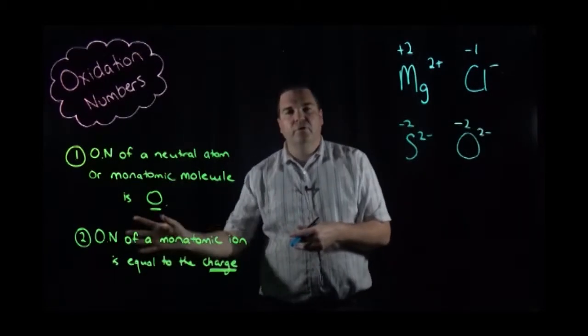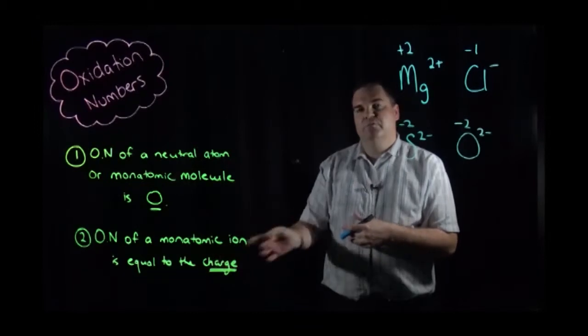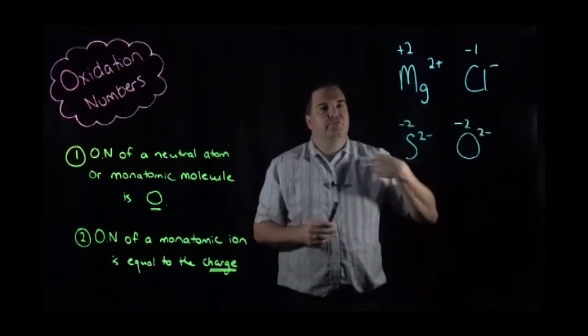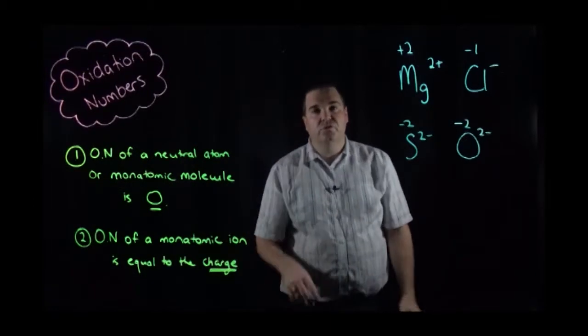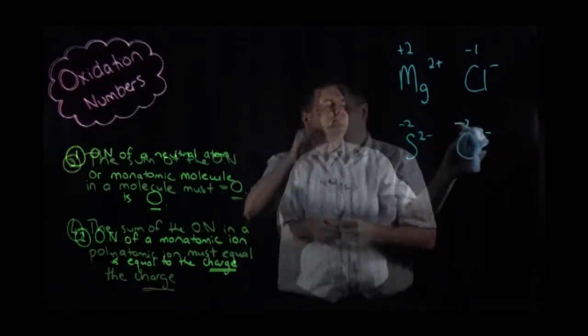So that's the second rule. Oxidation number of a monatomic ion is equal to the charge. So those 2 are pretty straightforward. Hopefully that makes sense. What I'm going to do is introduce you to then the following 2 rules.